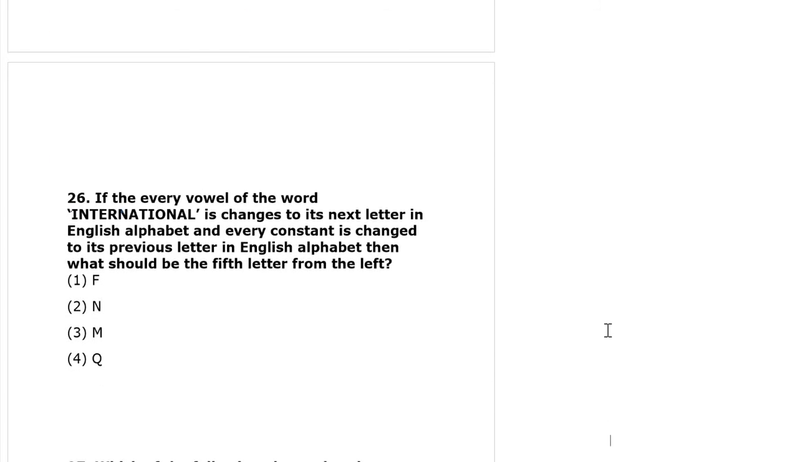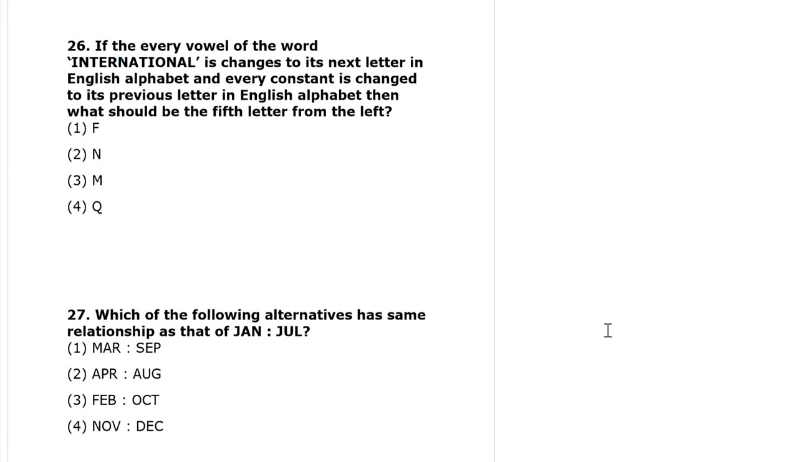So here some word is given, international, and then condition is also given. The word international is changed to the next letter of the English alphabet. If any letter is a vowel, change it into the next letter of the English alphabet. That is the condition. The same way, every consonant, change the letter into the previous letter. That is the question. Okay. So what is the fifth letter? So 1, 2, 3, 4, 5. Fifth is the consonant. Therefore, what is the previous letter? Q. The answer is Q.